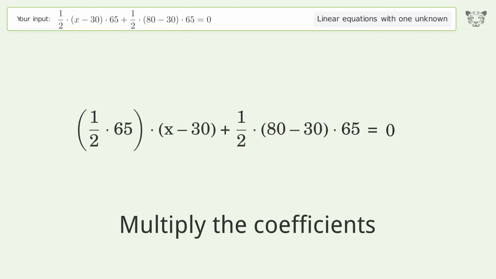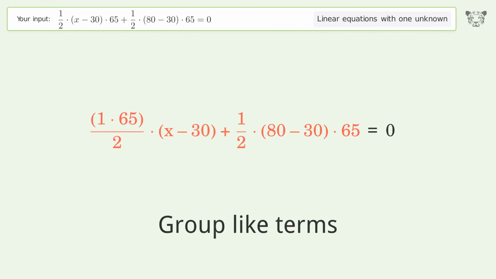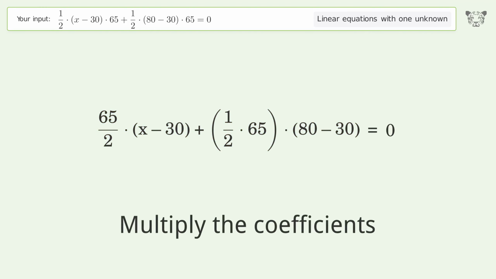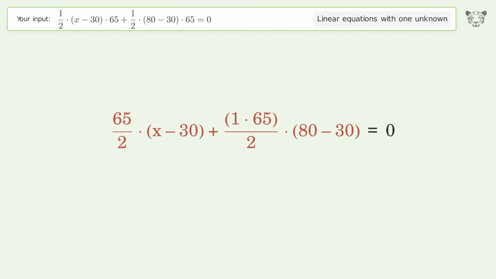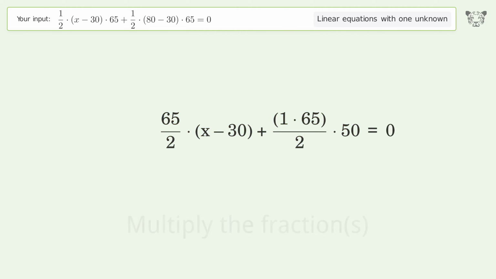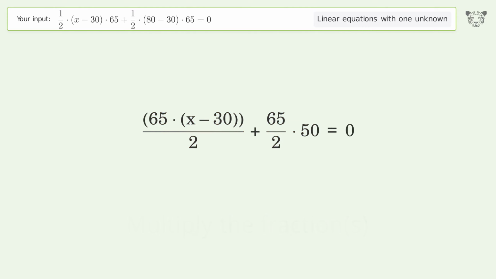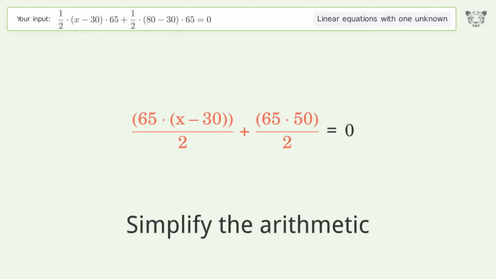Multiply the coefficients. Group like terms. Multiply the coefficients. Multiply the fractions. Simplify the arithmetic.